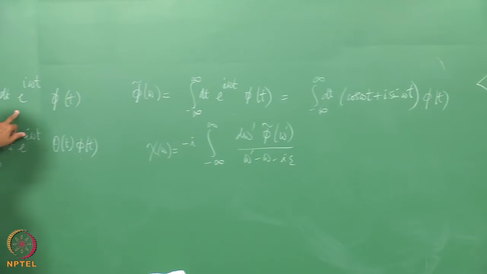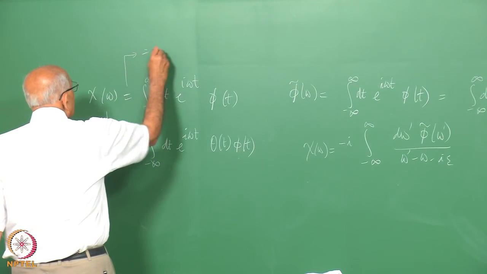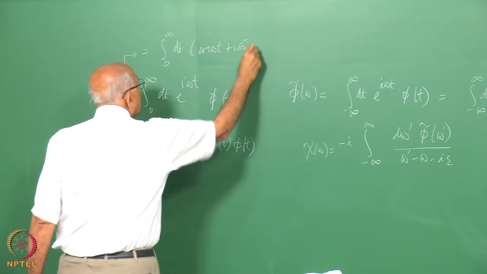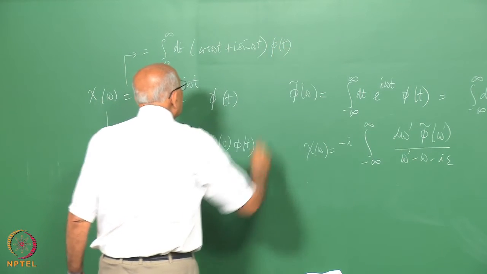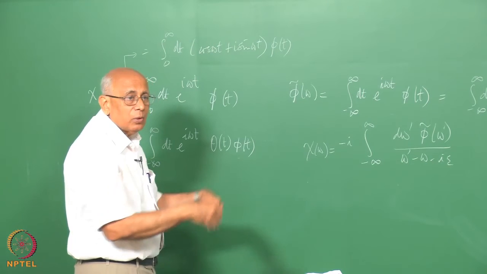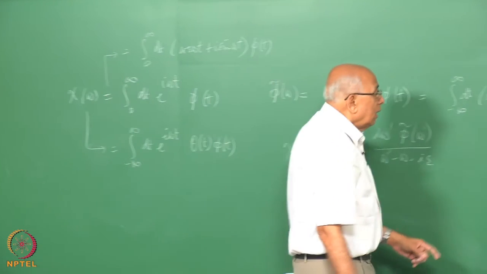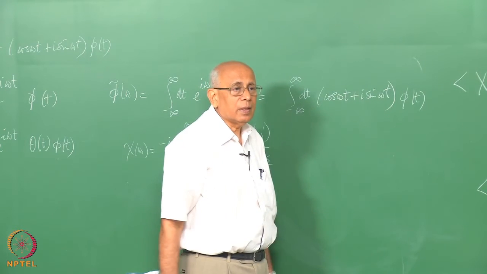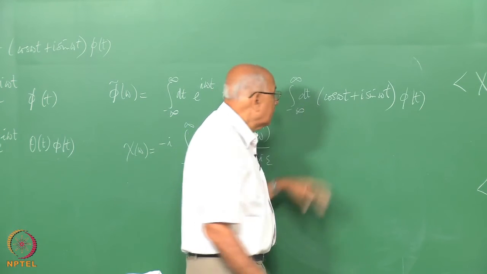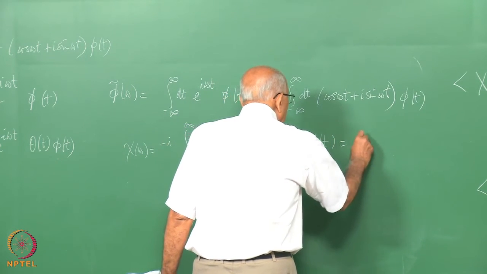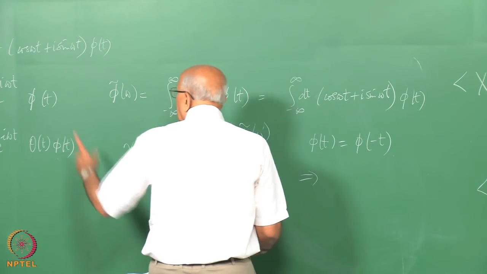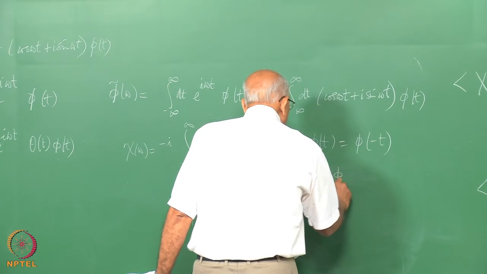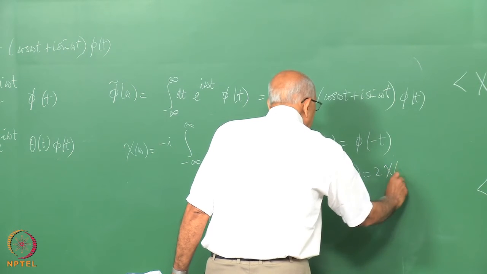On the other hand, if I rewrote this, this is equal to integral 0 to infinity dt cos omega t plus I sin omega t phi of t. This is the real part of chi and that is the imaginary part of chi. After you do the integral, you get the real and imaginary part. If phi of t is an even function, this portion vanishes and this remaining integral becomes twice the real part, twice the integral from 0 to infinity, right. So if phi of t equals phi of minus t, that will imply immediately that phi tilde of omega is equal to twice the real part of chi of omega.